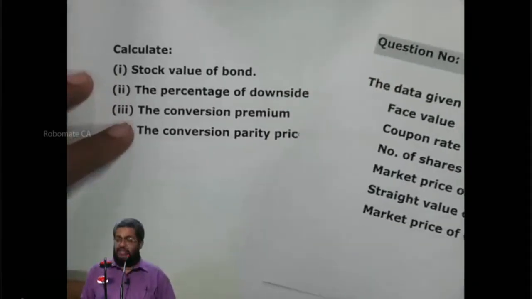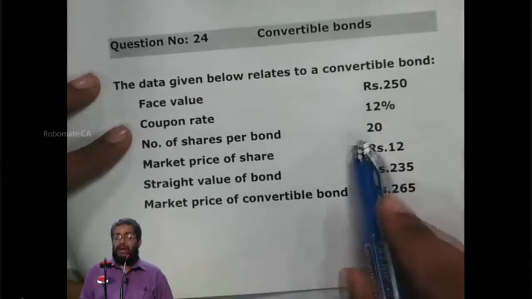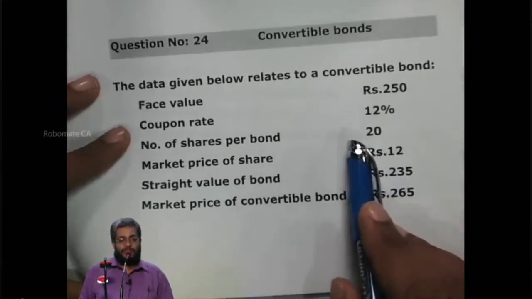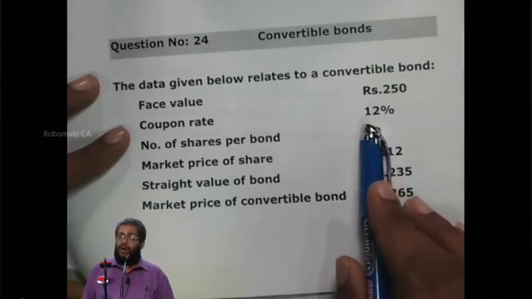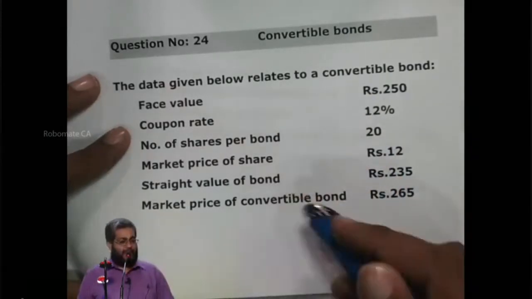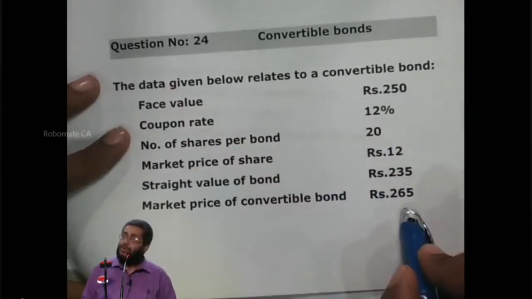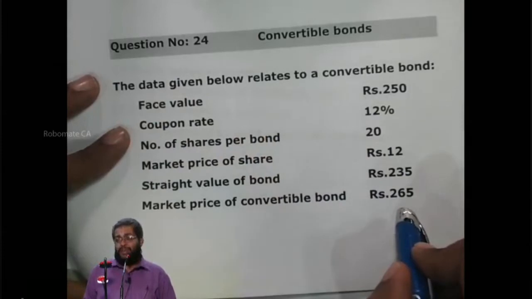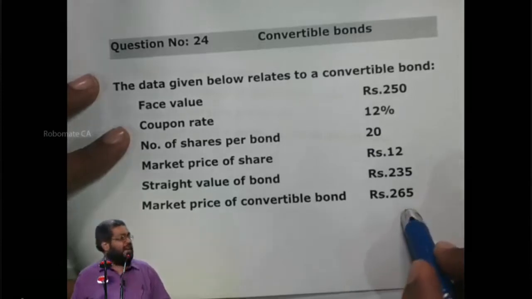Next is conversion premium. If I buy the shares straight away today, how much should I pay to buy 20 shares? 240. But when I buy the convertible bond, through which I want to buy the share, how much do I have to pay? 265. Understand that buying a convertible bond is as good as buying a share only. I am buying a share which is giving me a coupon as long as I want and which can give me a dividend when I convert into equity shares.